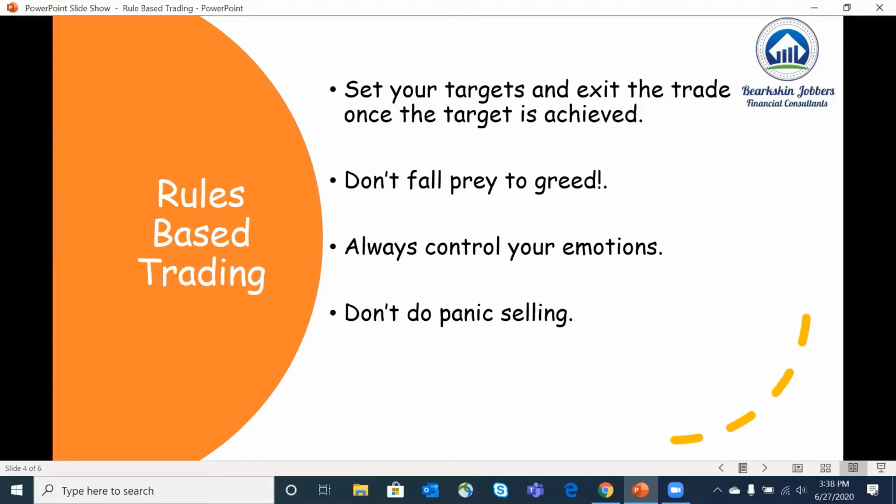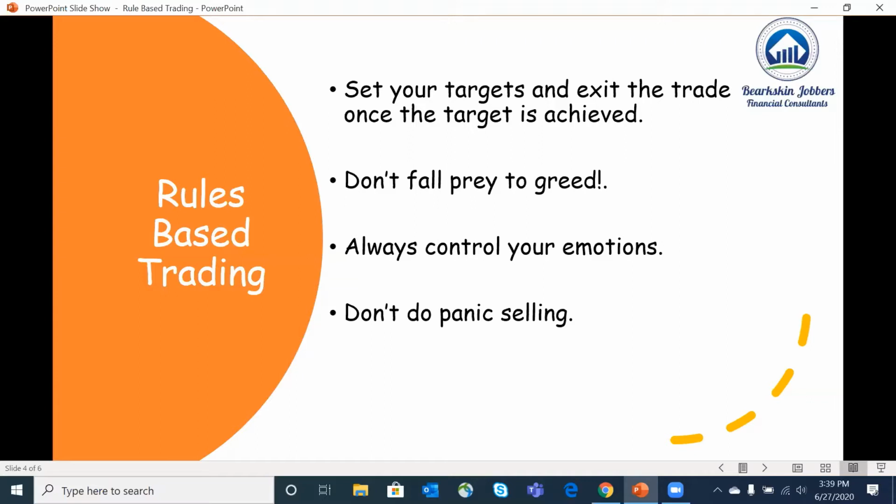Once the target is achieved, exit the trade, and always control your emotions. Emotions will say to enter in a trade, or emotion will say, okay, let's exit the trade. But you don't need to make your decisions based on your emotions, rather based on your fundamental and technical analysis, and based on your own set of rules. So follow those rules, don't follow your emotions. Okay, I know this is very hard to practice, and easy to say, but believe me, you have to do this in order to be a successful trader.